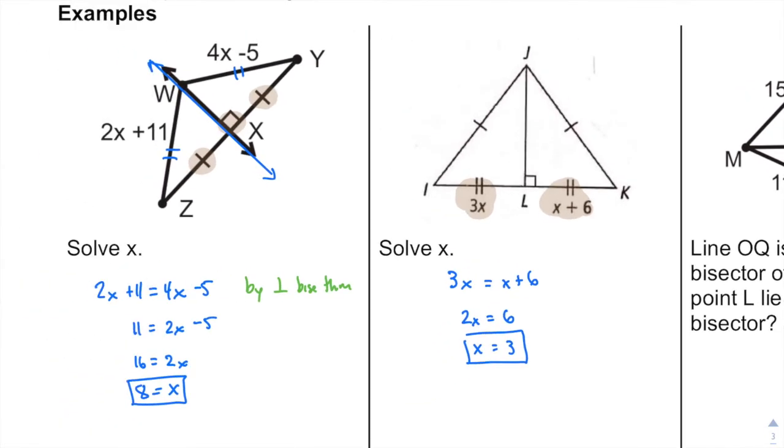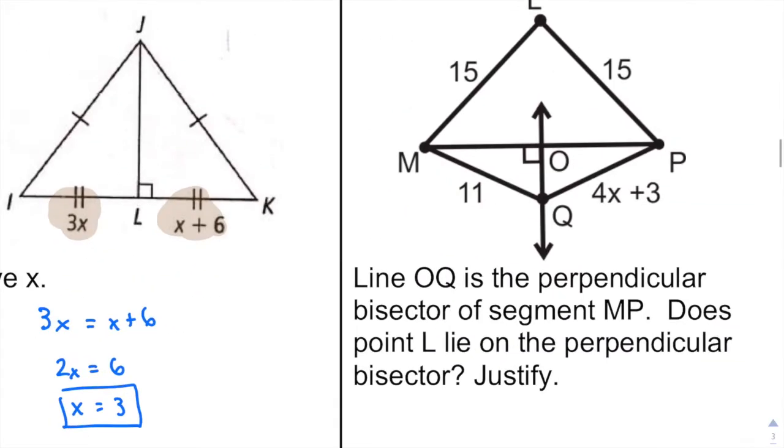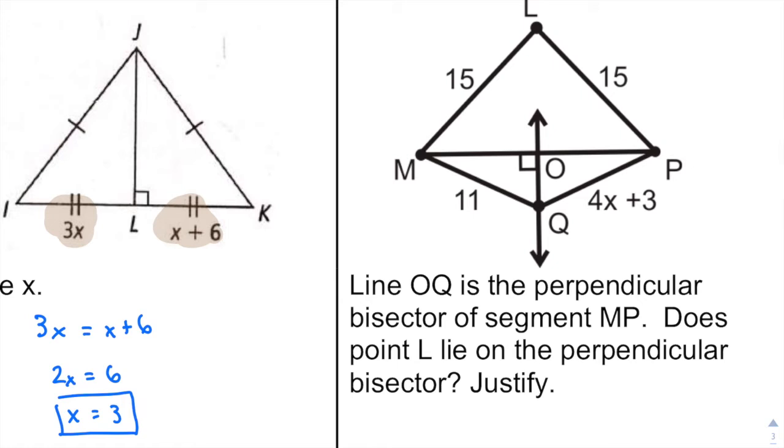Now, both of these first two examples are about level 2s of a question. All right, here's about a level 3. Line OQ is perpendicular bisector of segment MP. Does the point L lie on the perpendicular bisector?